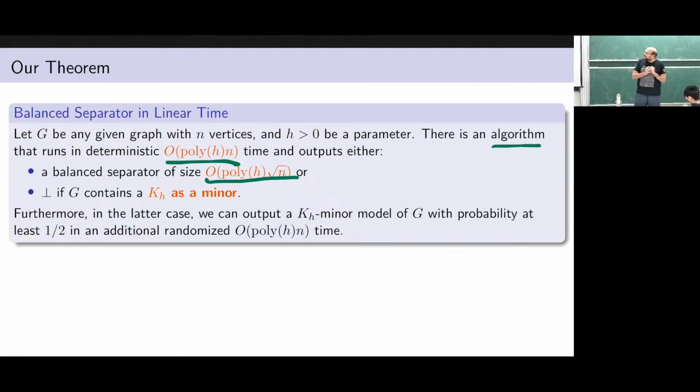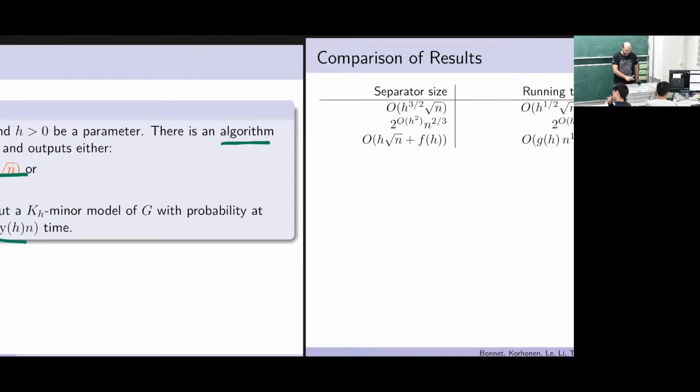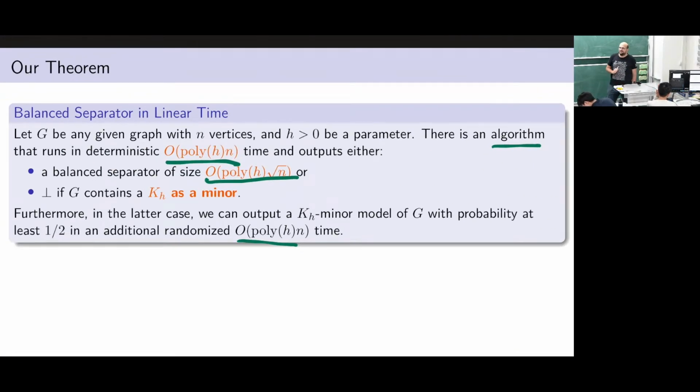And in one other case, we output some different structure, and I will show that, at least in one half of the cases. This is in good time, but it's a randomized algorithm, so it's poly(h) times n, but only randomized. Okay, is it clear? The statement should be clear.